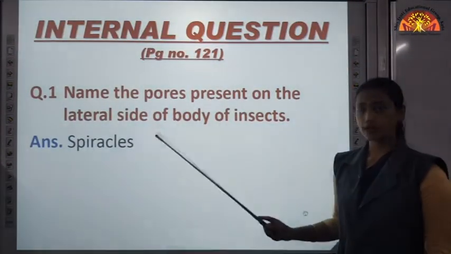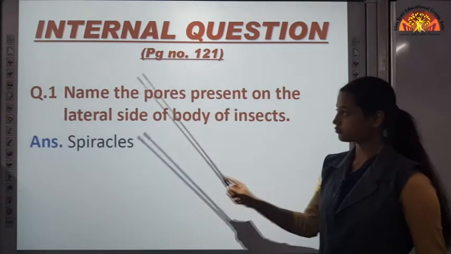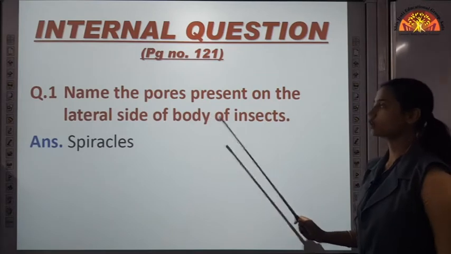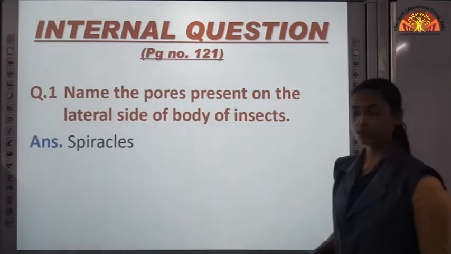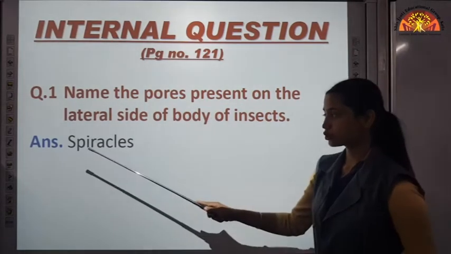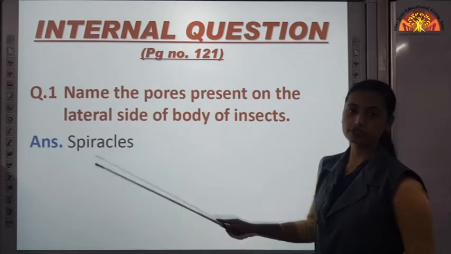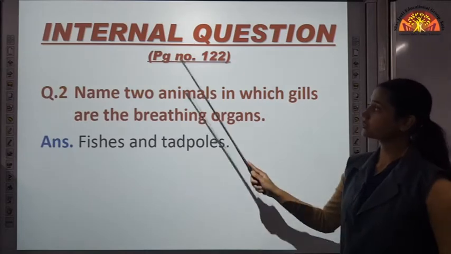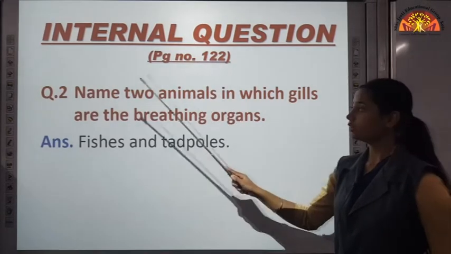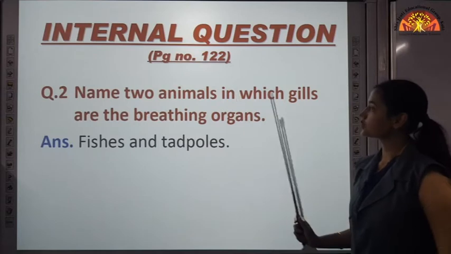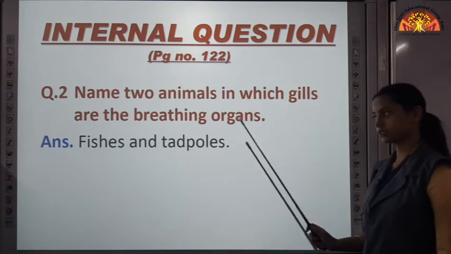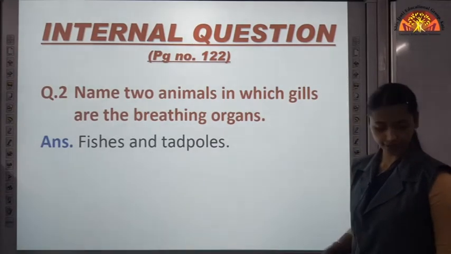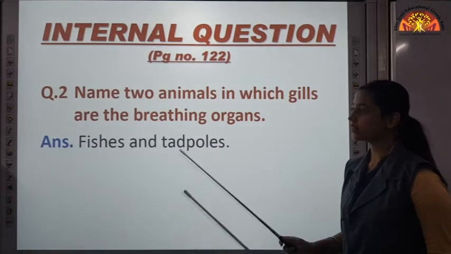Internal question which you have to write on page 121. First, name the pores present on the lateral side of the body of insects like cockroach or grasshopper. Those pores are known as spiracles, through which they exchange gases. Next question, you have to write on page 122. Name two animals in which gills are the breathing organs. We discussed the important points. Fishes and tadpoles have gills because they are aquatic animals.